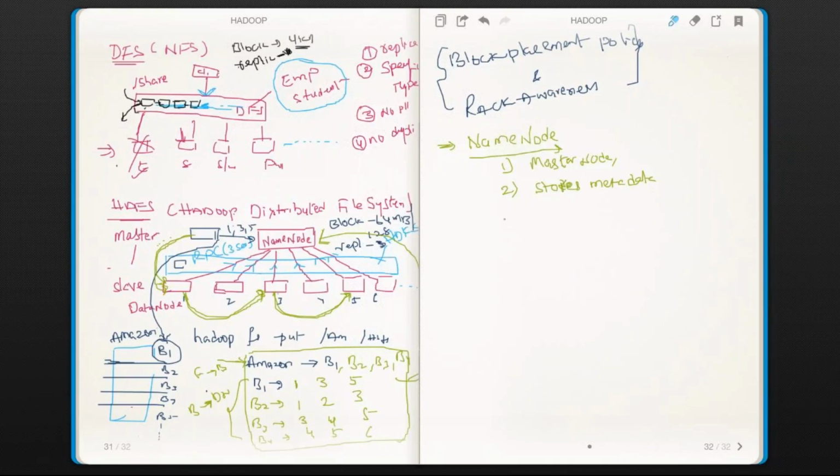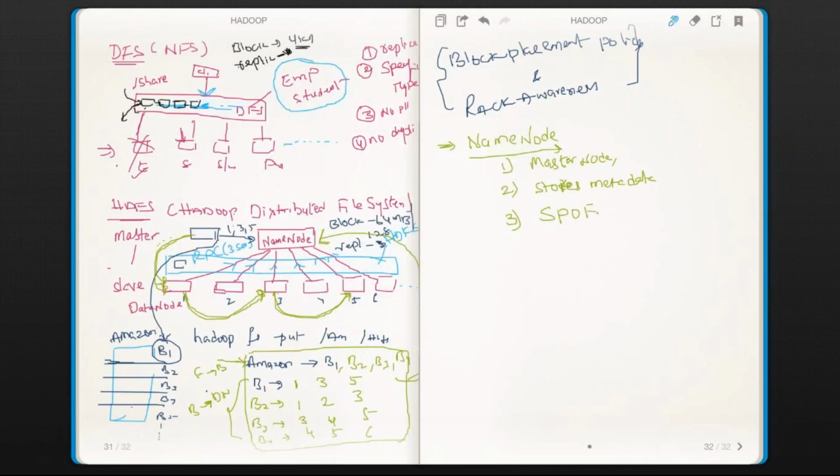And your master is a single point of failure. Name node is a single point of failure. What is a single point of failure? If your name node goes down, you cannot access the data. But there are alternatives, guys. There are very good alternatives. We'll talk about them one after one. Okay.